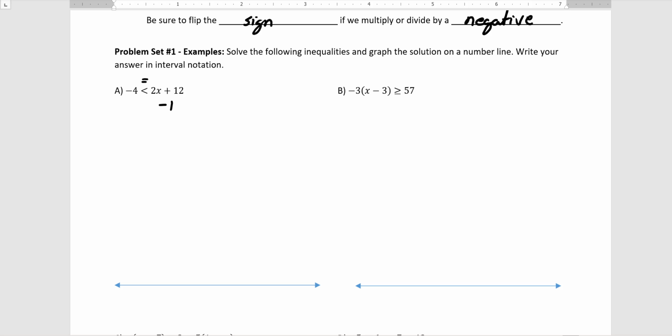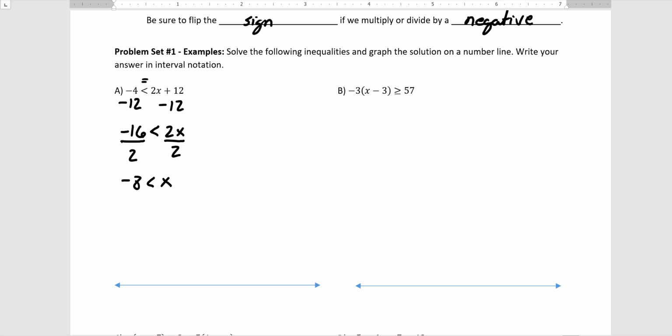Well, first I'd have to subtract 12 from both sides. What's negative 4 minus 12? Negative 16. Which means negative 16 is less than 2x. To get x all by itself, divide by 2. Negative 16 divided by 2 is negative 8, which is less than x.